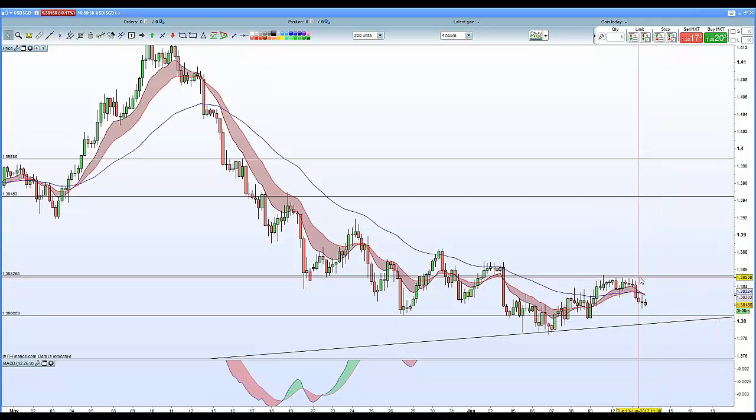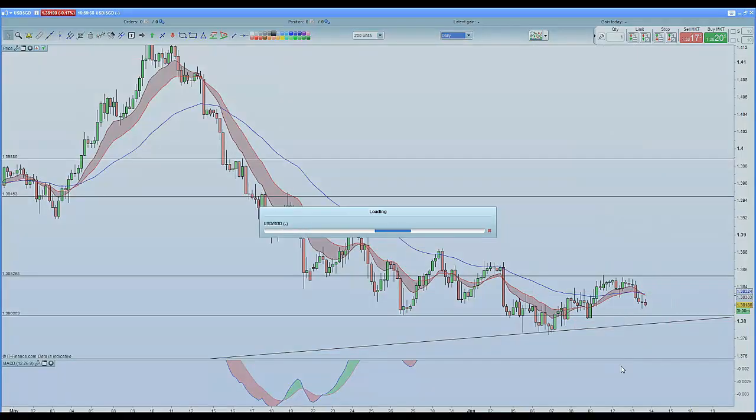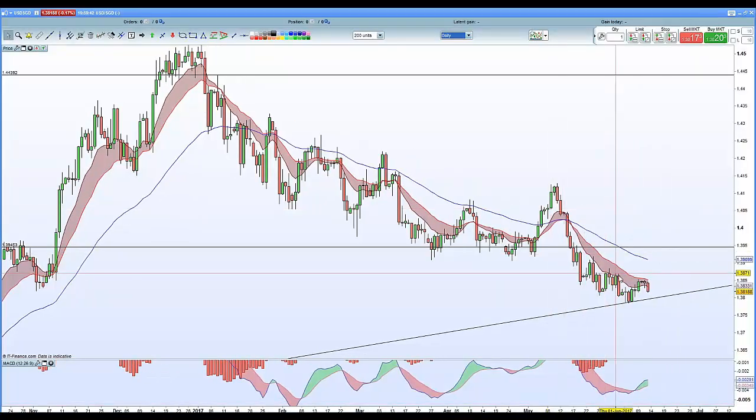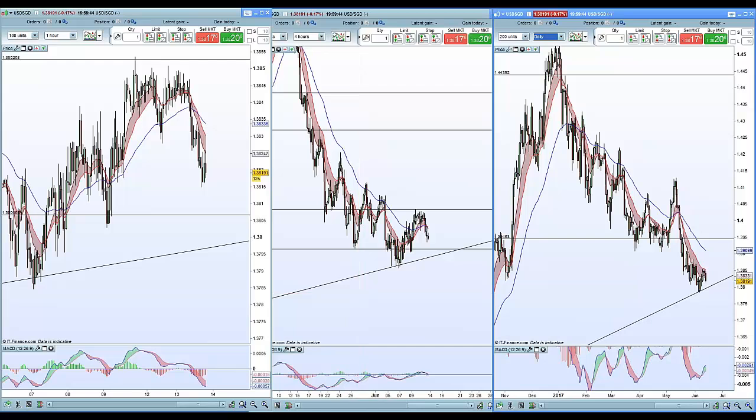If it breaks above 138.50, then yes, it's a bit more bullish. If it breaks below 138, then we're looking at the continuation of the downtrend. But for now, it's pretty much sideways. Momentum is still slightly towards the downside, but we'll see what happens. No trade plan for me as of now for dollar Sing. Same as dollar yen.